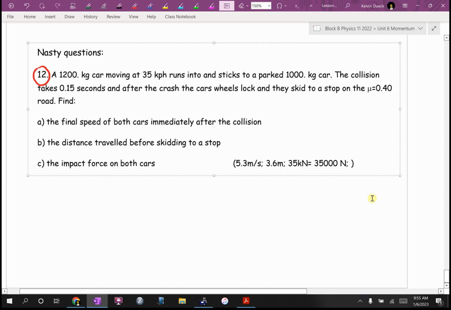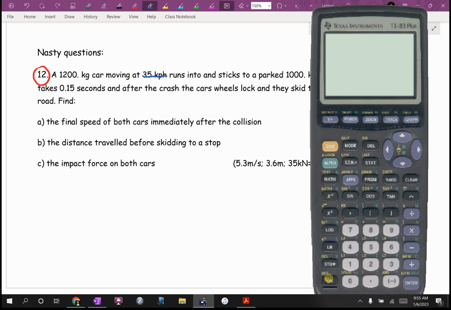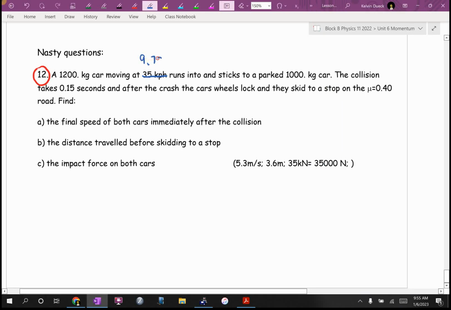So let's talk about how to do number 12. Sorry, folks, I'm going to be talking to myself for a bit up here. First thing I would do is, nice try, Mr. Duick, I'm going to convert that to meters per second. I think it's going to be divided by 3.6, 9.72 repeating, meters per second. All the rest of the units look good.